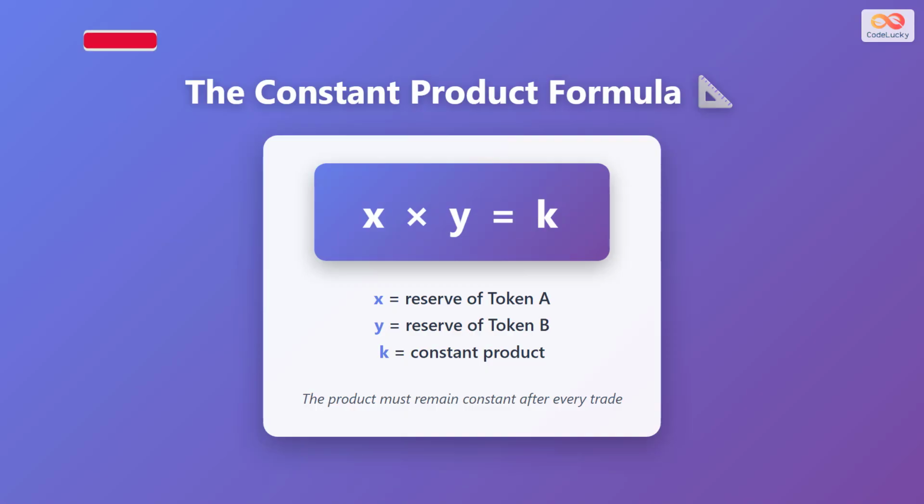Uniswap uses a simple yet powerful mathematical formula called the constant product formula. It's written as x times y equals k. X represents the reserve of token A, y represents the reserve of token B, and k is a constant number. The key rule is that after every trade, the product of these two reserves must remain constant. This formula automatically adjusts prices based on supply and demand. When someone makes a trade, the pool's reserves change, but the product k stays the same, ensuring the system remains balanced.